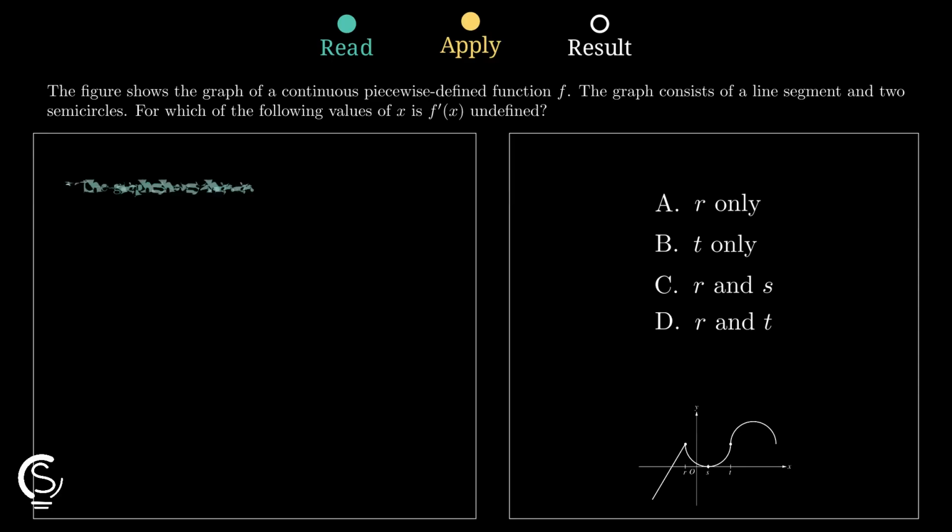Next, check the point where the two semicircles connect. This is another sharp cusp where the instantaneous rate of change jumps suddenly, so the derivative simply cannot exist at this value.